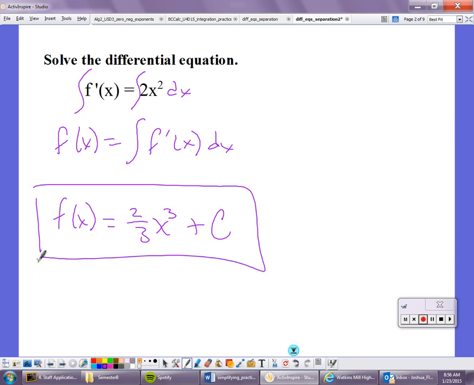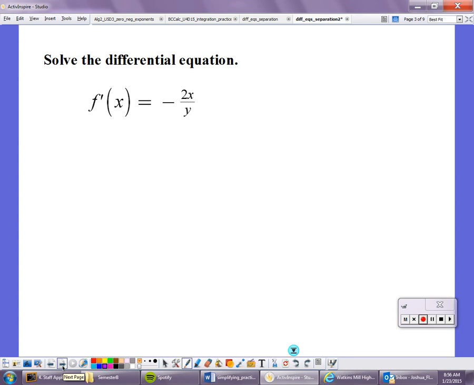One more thing that makes this really easy is all we have on the right-hand side of our differential equation is an x term. We only have x's on that side. We don't have any other variables. It gets a little more complicated when we have to solve one like this, where f prime of x equals negative 2x over y. This y here kind of throws things off, and we'll have to take a different approach. So this is what I'm going to show you now.